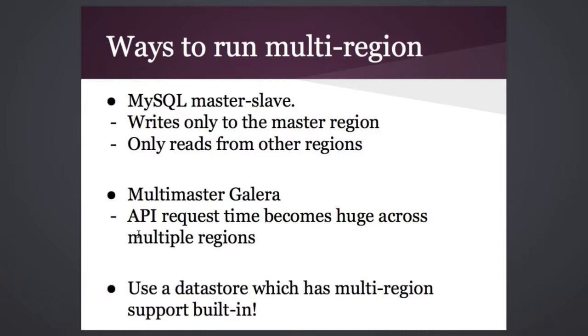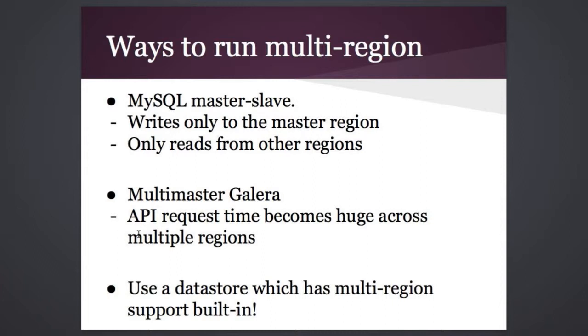MySQL master-slave: let's say you have two regions, with the master in one region and the slave in another region. You write data to the master and it automatically gets replicated to the slave in the other region. The problem with this is you can't write to the slave. So basically all the writes need to go only to the master.